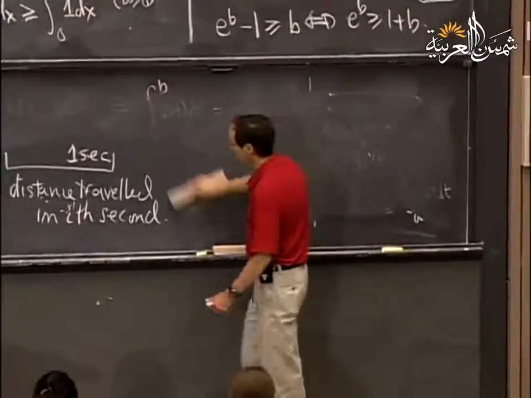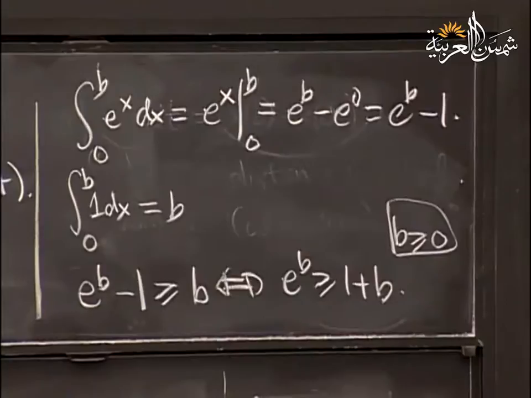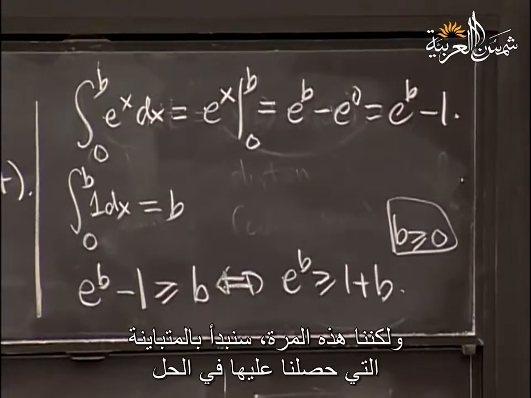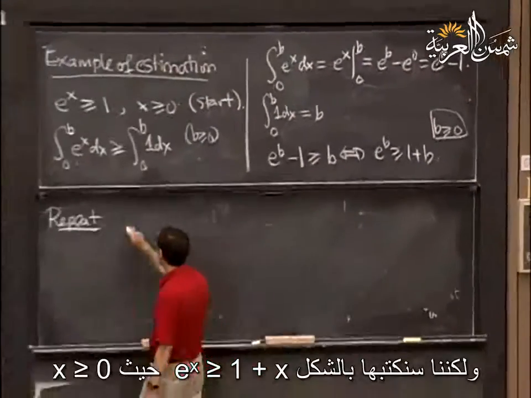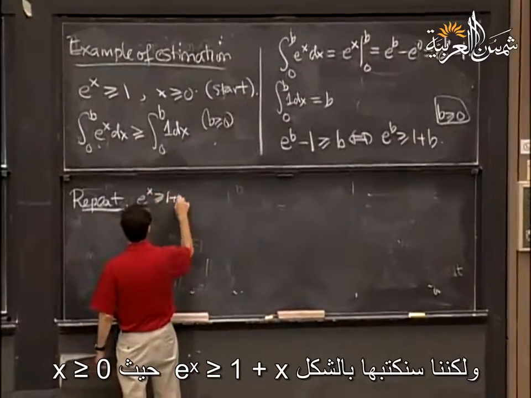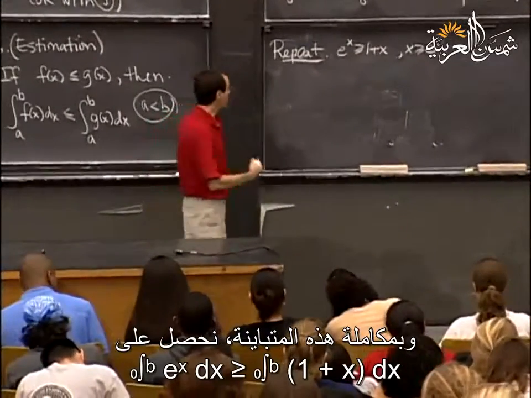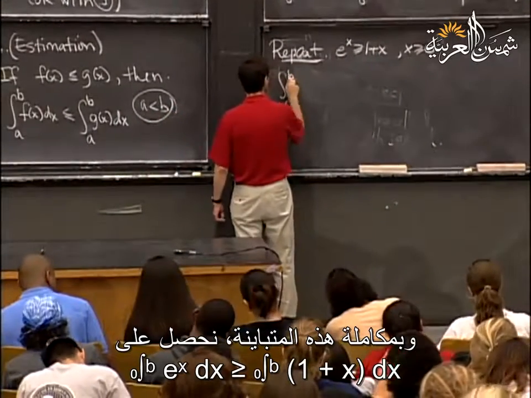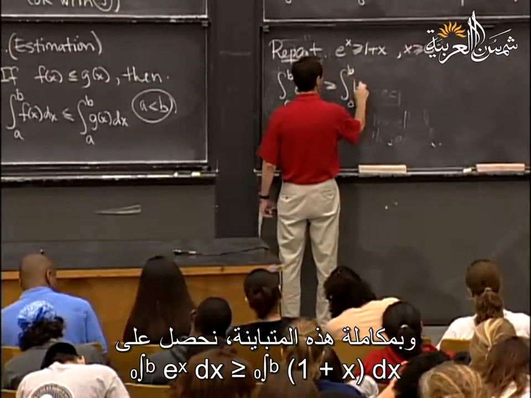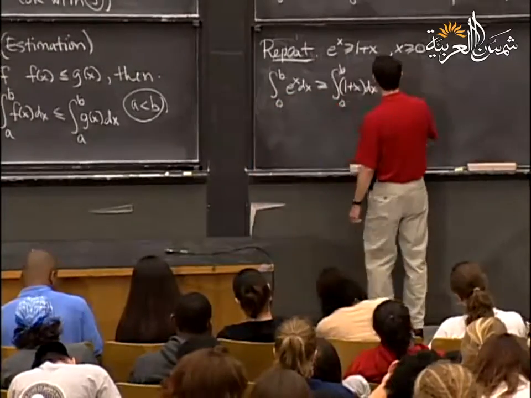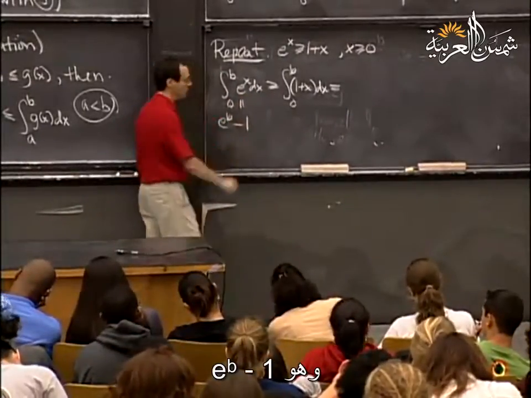All right. I'm going to just repeat this process. So let's repeat it. Starting from the inequality, the conclusion, which is sitting right here. But I'll write it in the form e to the x greater than or equal to 1 plus x for x greater than or equal to 0. And now if I integrate this one, I get the integral from 0 to b of e to the x dx is greater than or equal to the integral from 0 to b of 1 plus x dx. And I remind you that we've already calculated this one. This is e to the b minus 1.